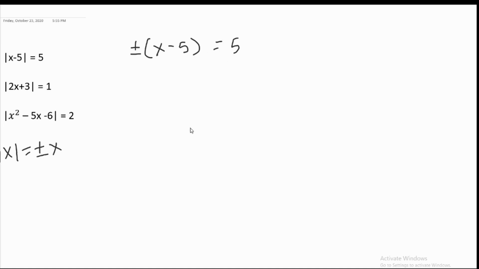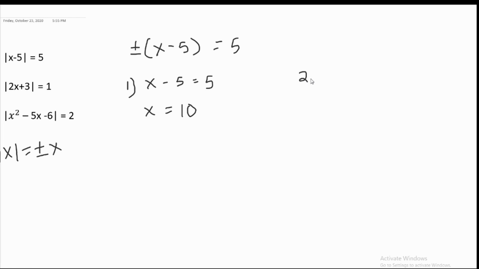Here we basically have two cases. So we take our first case, which is the positive version, which is simply x minus 5 equals 5. Then we get x equals 10, right? We have to move the 5 to the other side, and that should be pretty good. We can check by plugging our 10 back in here. 10 minus 5 equals 5. Absolute value of 5 is obviously 5.